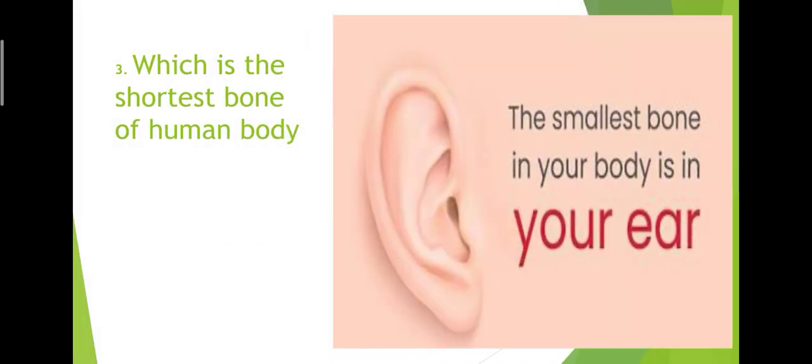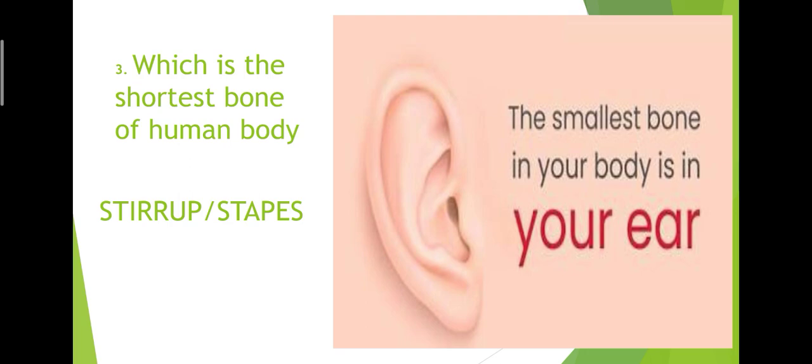Now let's talk about the shortest bone in the human body. Students, the smallest bone is found in your ear, and the name of that smallest bone is stirrup. It is also known as stapes. It is one and the same thing. Either you call it stapes or you call it stirrup. In your GK book, stirrup is given, so you will write stirrup in your book.